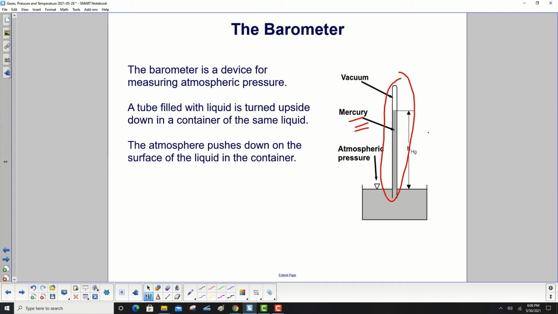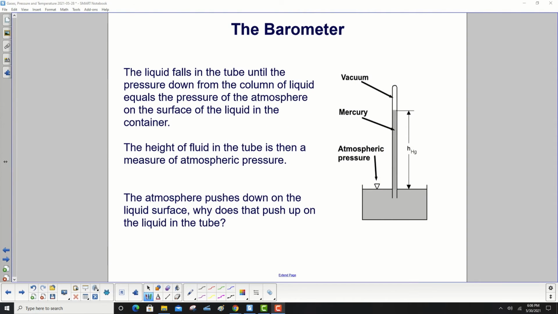It's turned upside down in a container of the same liquid, more mercury. The atmosphere pushes down on the surface of the liquid in the container. The liquid falls in the tube until the pressure from this column of liquid equals the pressure of the atmosphere on the surface of the liquid in the container. The height of fluid in the tube is then a measure of atmospheric pressure.